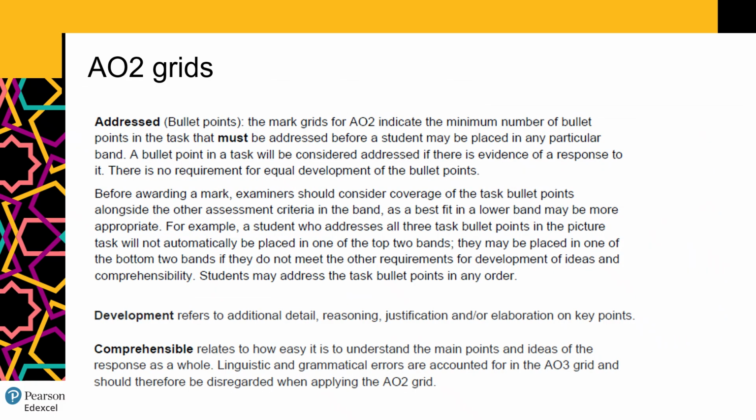The next two slides unpack some of the important terms that are used in the mark scheme grids for the picture task and conversation. Addressed: what that means in terms of how many of the 3 bullet points students cover from people, action, location. Developed: how much students are able to develop each point with detail, reasoning, justification, and/or elaboration. This does not have to be equal across the bullet points. Comprehensible: meaning how easy the 3 main points and ideas are to understand as a whole.